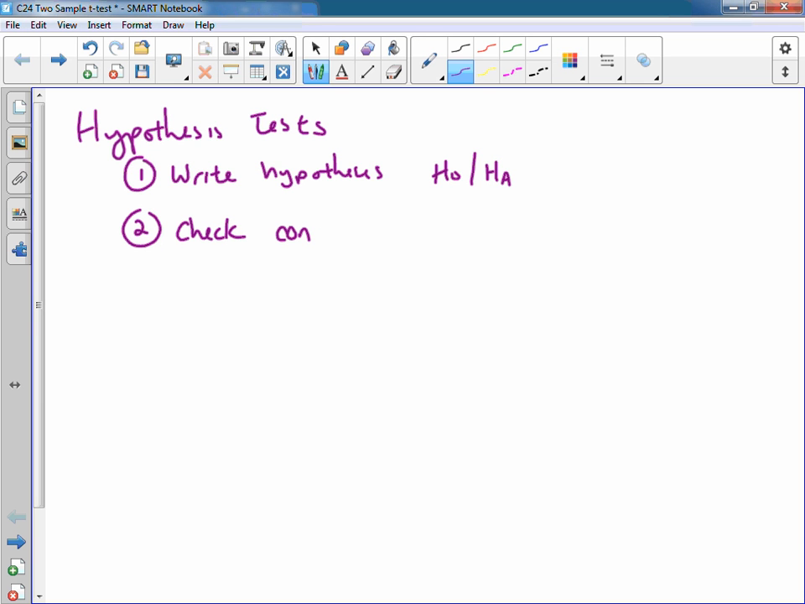The conditions are still the same as they were for confidence intervals. Randomness, 10%, independent groups, and nearly normal. Check both sets of data. Okay? Then you name the test in a sentence, right? Then you do the mechanics.